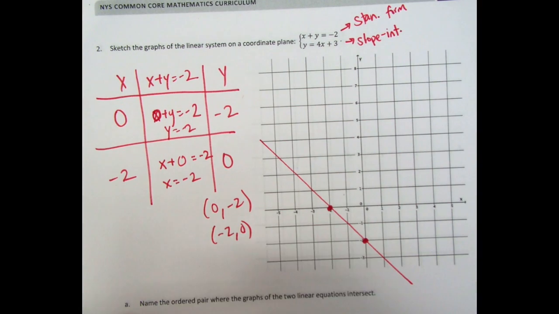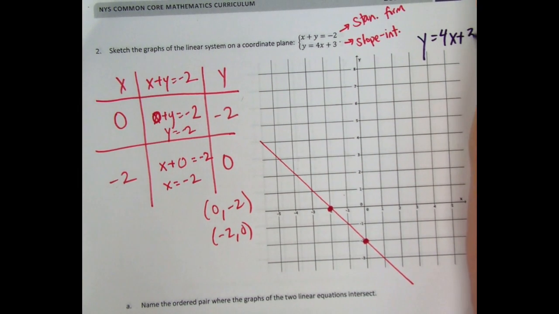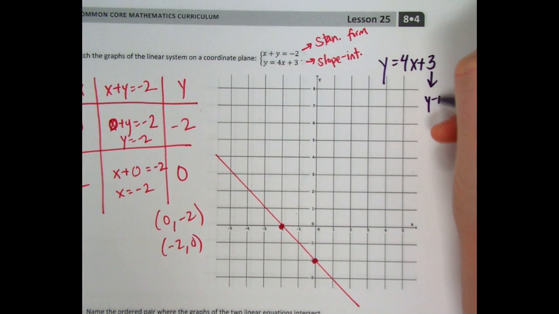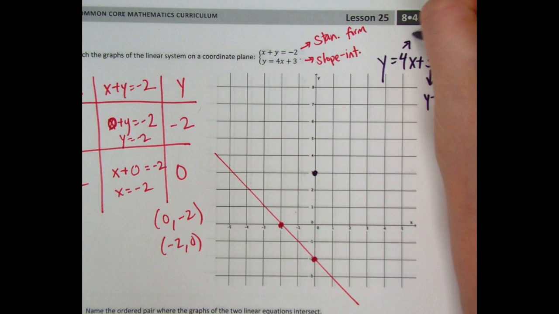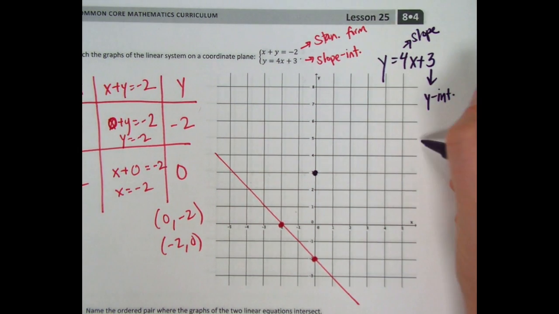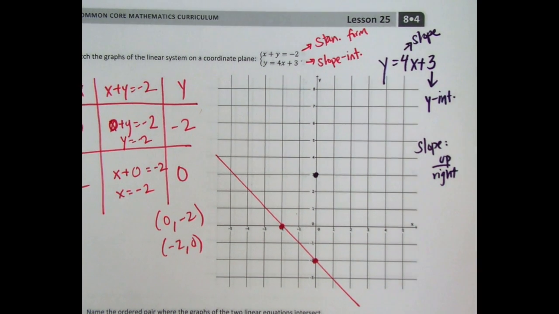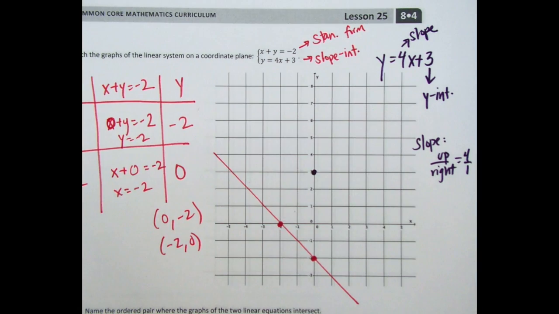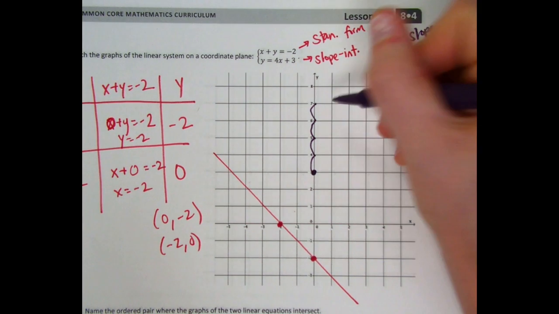Okay, next equation. My next equation is in slope-intercept form. Y equals 4x plus 3. I'm going to start at my y-intercept, which is 3, right here. And my slope is 4. Now, slope is up and to the right, but we only have a whole number, which is 4. The way we turn 4 into a fraction is we do 4 over 1. So that means I'm going up 4, 1, 2, 3, 4, and over 1.